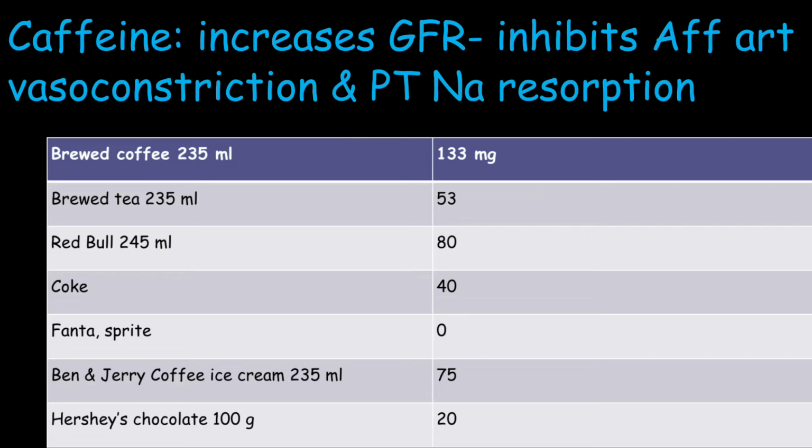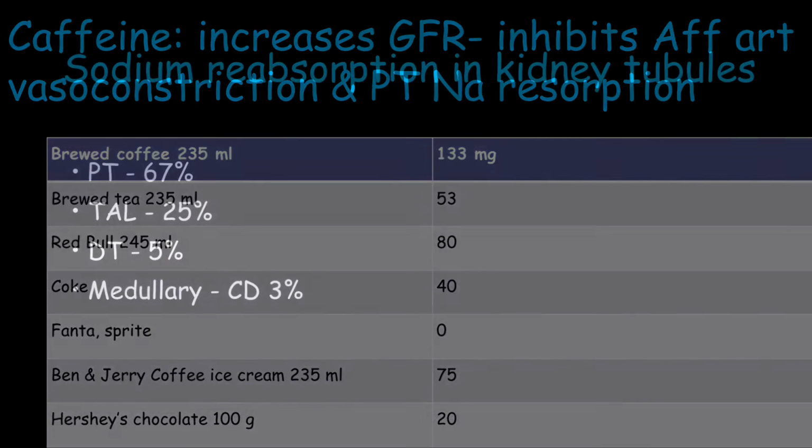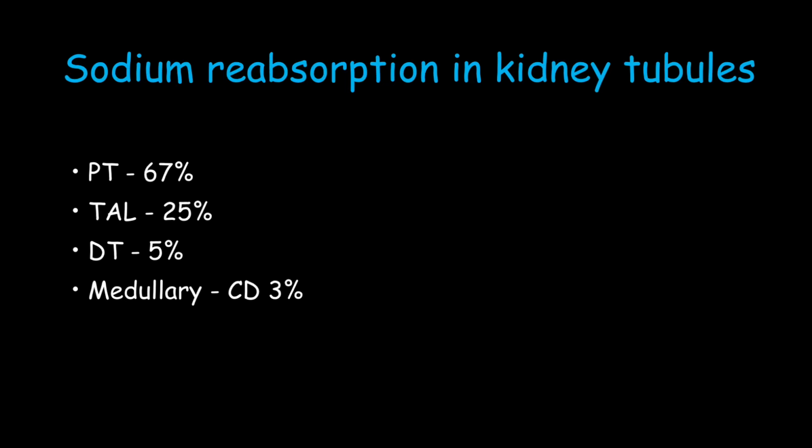Caffeine is an important diuretic which we consume in our day to day life, be it coffee, tea, coke, chocolate, or even ice cream. It increases GFR, inhibits efferent arterial vasoconstriction, and proximal tubule sodium reabsorption. Coming to sodium reabsorption in renal tubules, proximal tubule accounts for 67% of sodium reabsorption, followed by thick ascending limb of loop of Henle 25%. Distal tubules and medullary collecting ducts account only for the remaining 5 to 8% of sodium reabsorption.